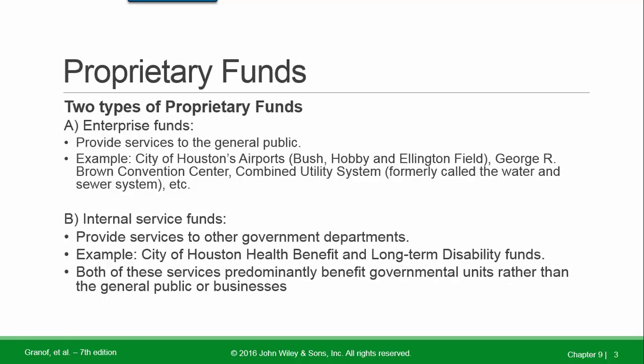Two types of proprietary funds. Enterprise funds provide services to the general public. Internal service funds provide services to other government departments.